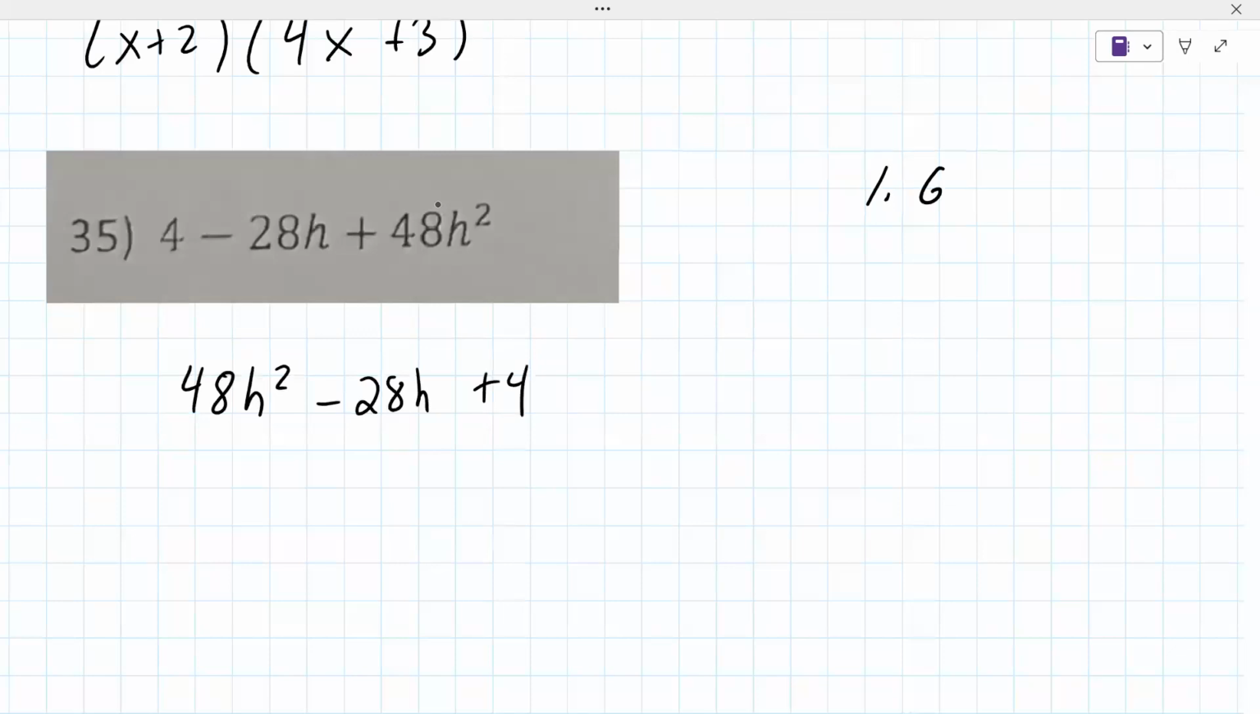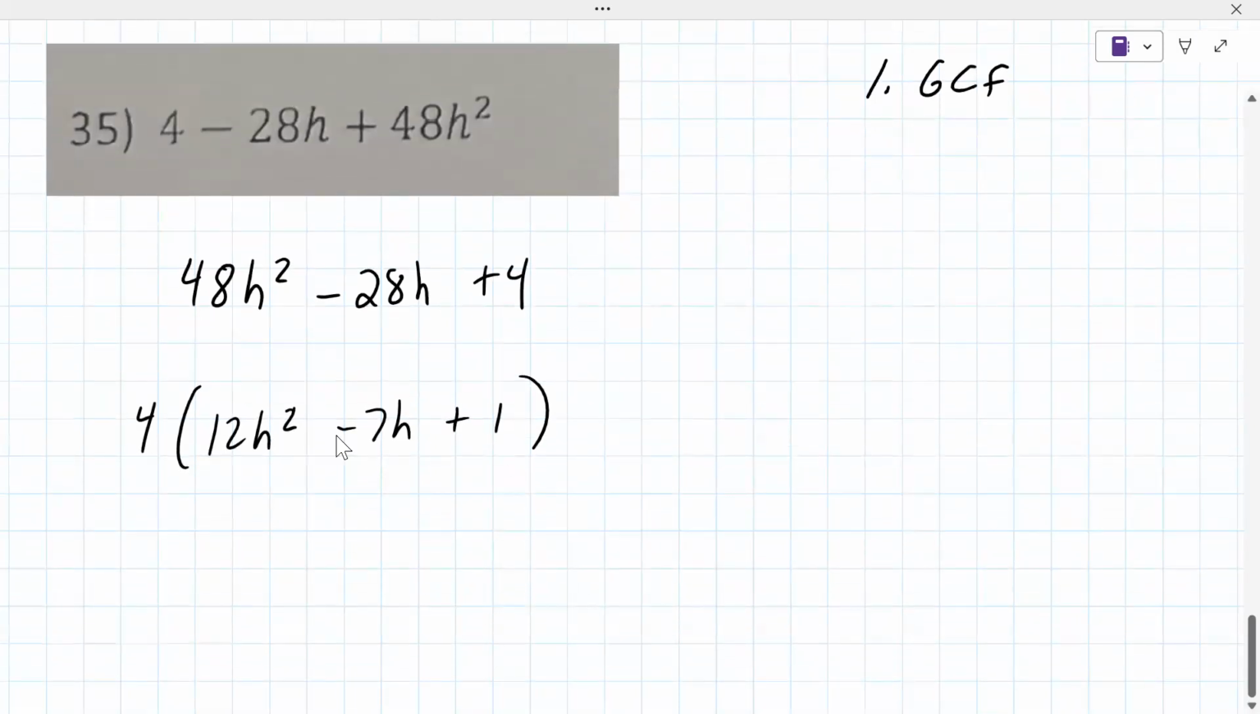Second thing is that you should always look for the GCF. So is there a number that goes into 48, 28, and 4? That's kind of where you come in and you say, okay, you've got to look for that. If you don't, it makes it much more difficult. 4. So this becomes 12h squared minus 7h plus 1.